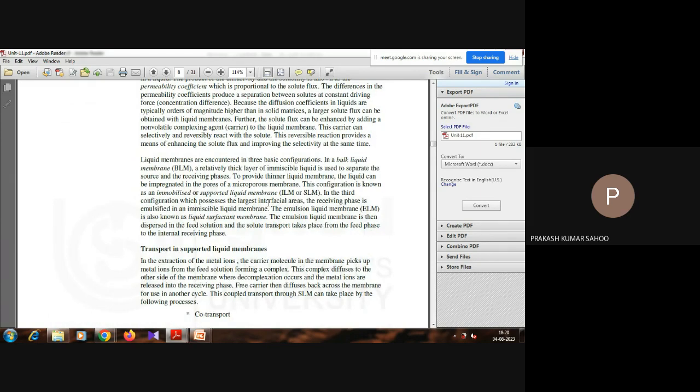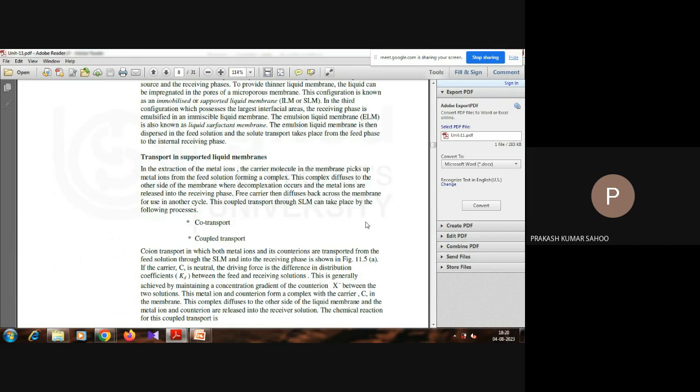So liquid membranes are encountered in three basic configurations: bulk liquid membrane (BLM). These are relatively thick layers. Another type is the immobilized or supported liquid membrane (ILM or SLM). It is the second category where microporous type membranes are there. And the last one is the emulsion liquid membrane (ELM), also known as liquid surfactant membrane. This is the third type of membrane under liquid membrane separation.